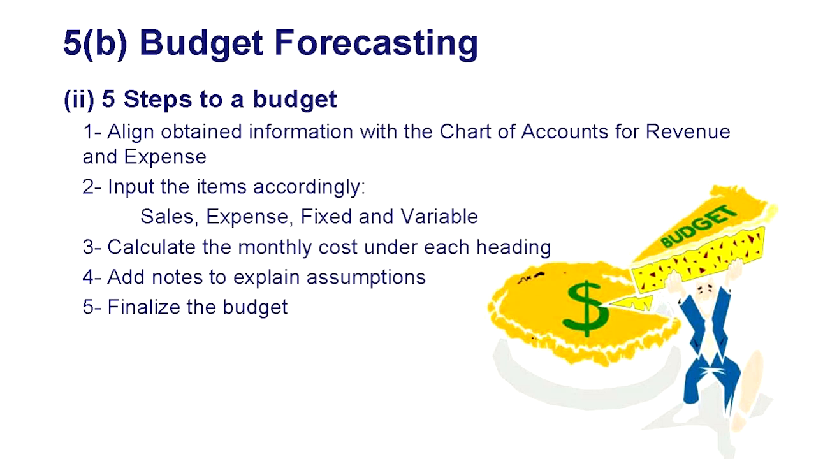Add notes to explain the assumptions. If there are assumptions, add notes to explain it. Finalize, and then lastly, finalize the budget. So we are going to do this. You will have it on page 39. From page 39 onwards.